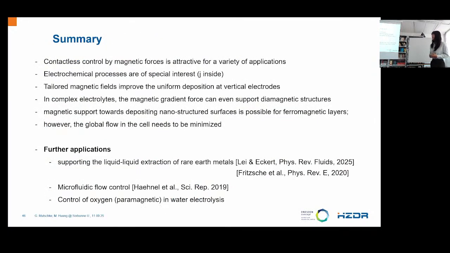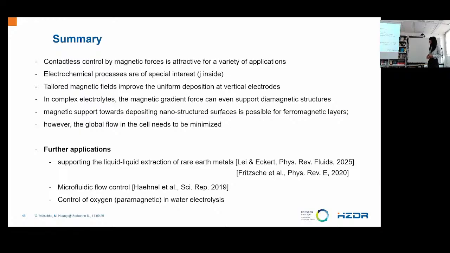So this brings me to the end of our presentation. Gerd had introduced the contactless control by the magnetic forces in different applications, especially in electrochemical processes where the current density required by the Lorentz force is available. And for the magnetic gradient force, it could support the structuring even when the ions are diamagnetic by properly designing the electrolyte composition. And we see that it is promising, the magnetic gradient force might support the synthesis of nanostructures, but the global flow in the cell needs to be minimized. The micro-scale experimental design needs to be proper.